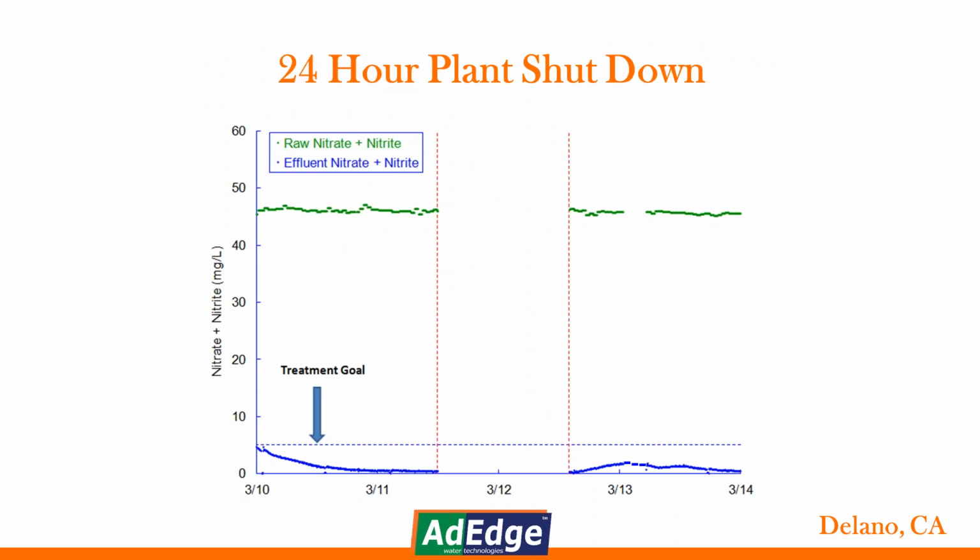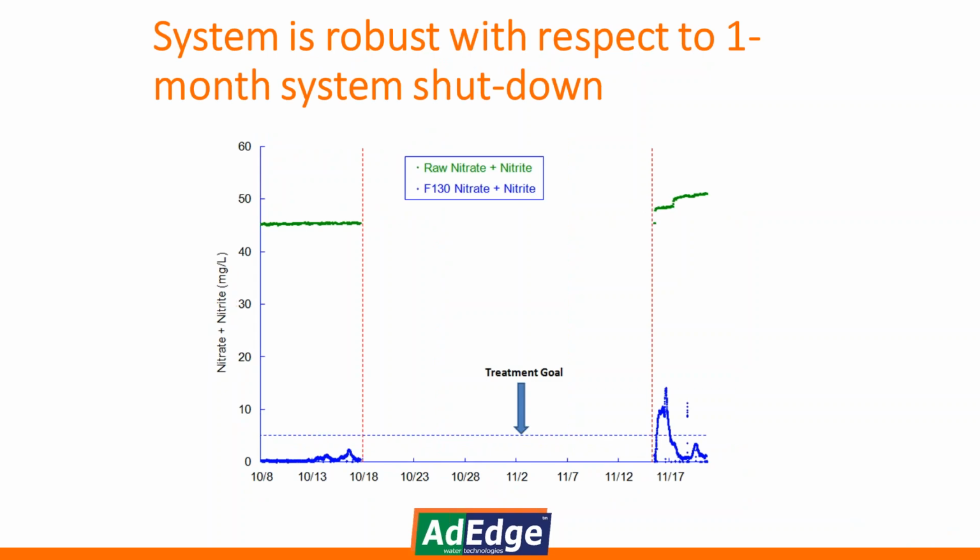Here was a 24-hour shutdown test that was done at another site. This is the Delano site. Again, you can see there was no appreciable gain in nitrate after the shutdown period. We then went through a month-long shutdown period over there. And as you can see, after a month shutdown, we did see a little bit of a spike of nitrate. But when you're looking at those numbers, it never spiked above probably 2.5 milligrams per liter as nitrogen. So it was still well below the MCL. And within a couple of days, it was already well down below the target goal of less than 1 milligram per liter of nitrogen.